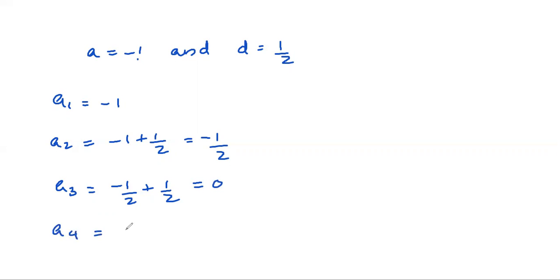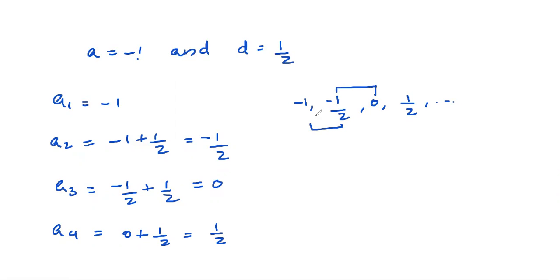Again, to get the fourth term, you need to add the common difference to the third term. The third term is 0 and you need to add the common difference, so the answer is 1 by 2. So you can write the 4 terms of the sequence as minus 1, minus 1 by 2, 0, 1 by 2, etc. So in this way, you can write the sequences where A1, the first term, and the common difference is given. So adding a common difference one time, you will get the next number. Again, on adding common difference, you will get the next number from the second term. Okay, this is the way you need to proceed.